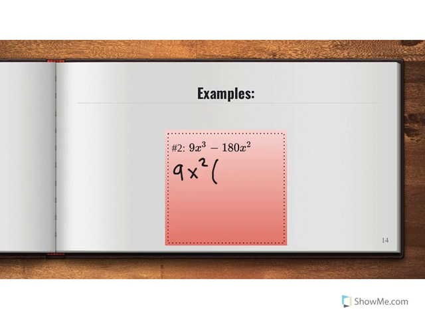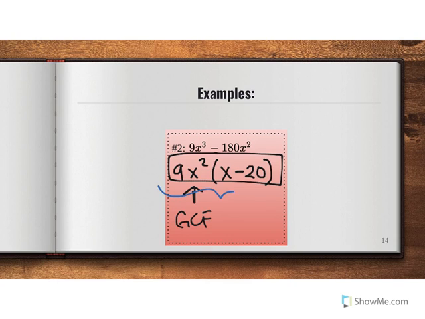So if I do 9x cubed divided by 9x squared, that means I actually just have an x left. And then negative 180 divided by 9 is actually negative 20. Make sure you're keeping your positives and negatives. And then that x squared divided by x squared is actually 1, but 1 times negative 20 is just negative 20. So this is our factored form. This portion right here is your actual GCF, but then this whole thing is actually your factored form.